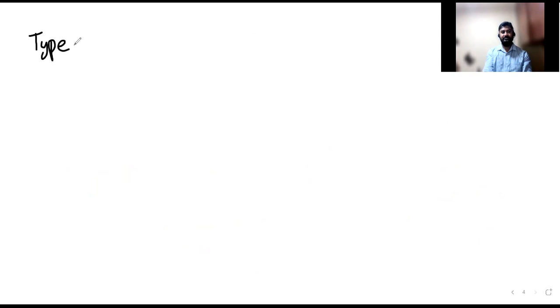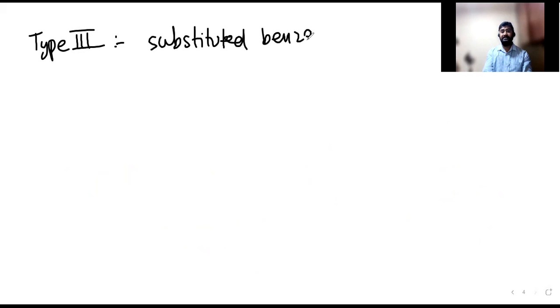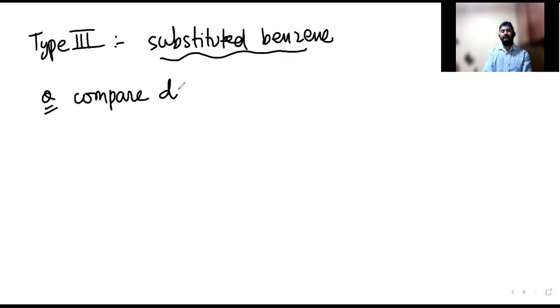Type 3 question is when we have benzene based questions. Substituted benzene based questions can also be asked. So how to do those questions? For example, the question: compare the dipole moment of the following. They can ask you this, compare dipole moments of the following.